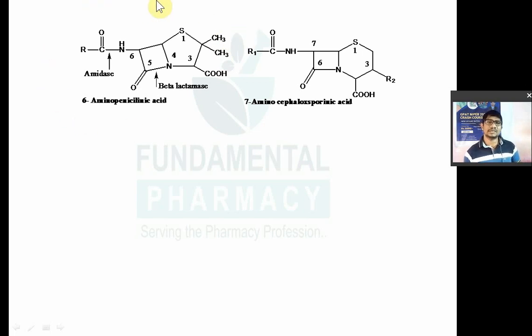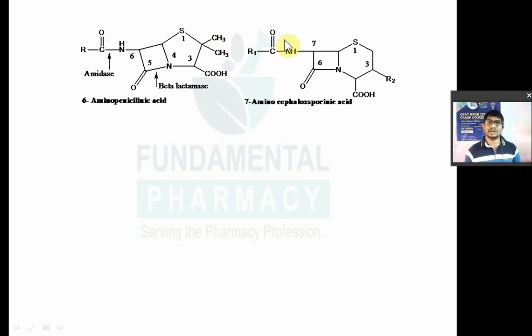Now commercially penicillins are obtained in a semisynthetic manner. And what is the source for penicillin? Nowadays it is obtained from the Penicillium chrysogenum organism, right? Now the penicillins are derivatives of 6-aminopenicillanic acid. So this is the structure of 6-aminopenicillanic acid. All penicillins are derivatives of 6-aminopenicillanic acid.